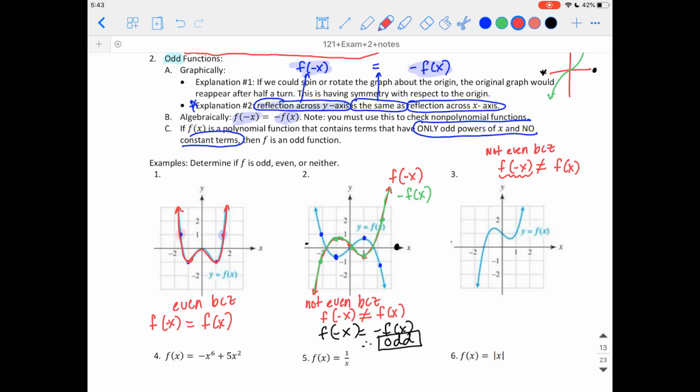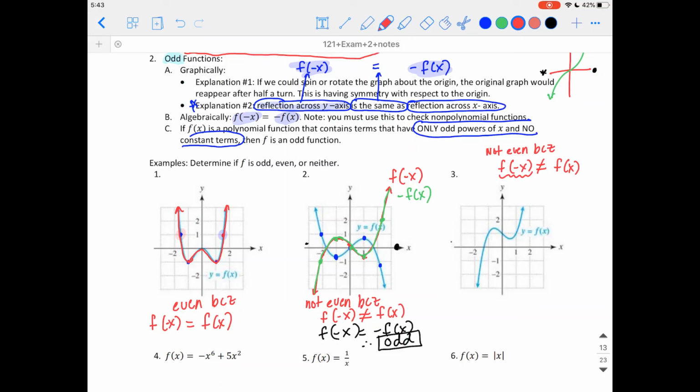So now I need to test to see if it's even. Again, I can turn the paper halfway and see that it's not going to be in the same position. And I'll say it's not odd, so it has to be neither. But I'm going to take the time again to do this, testing to see if it's odd by graphing each one of the reflections here.